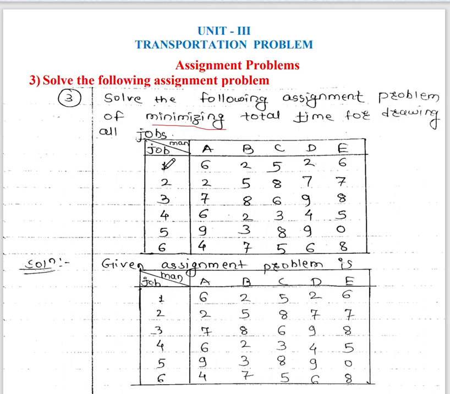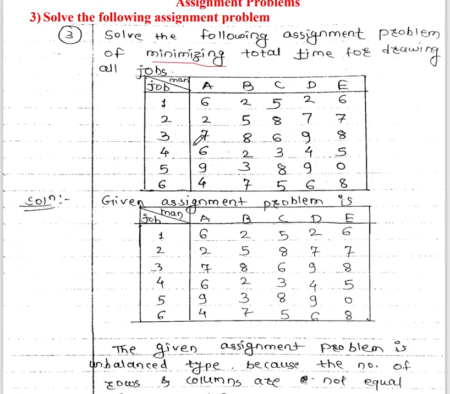So these are the jobs 1, 2, 3, 4, 5, and these are the groups of men 1, 2, 3, 4, 5. Here the number of jobs is not equal to the number of man groups. Such types of problem are called unbalanced type problems. Now we will see the solution of this problem.